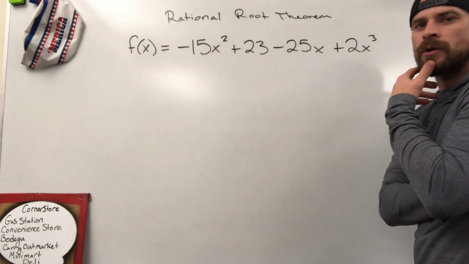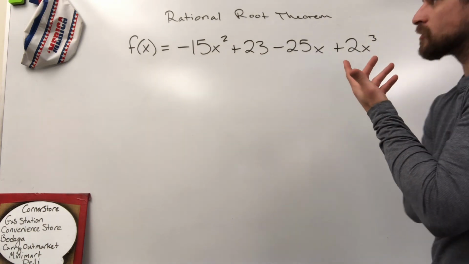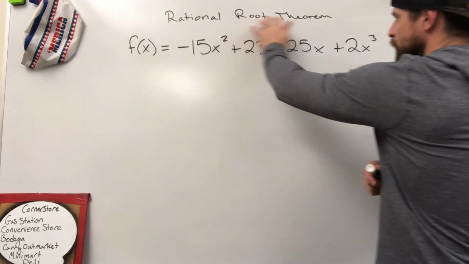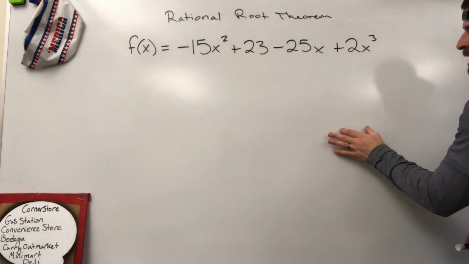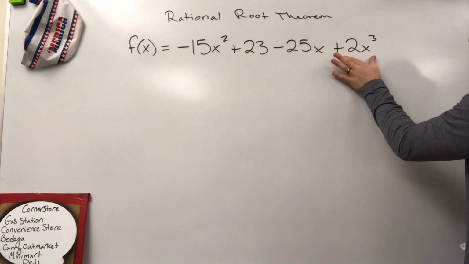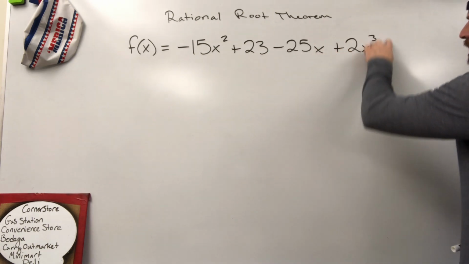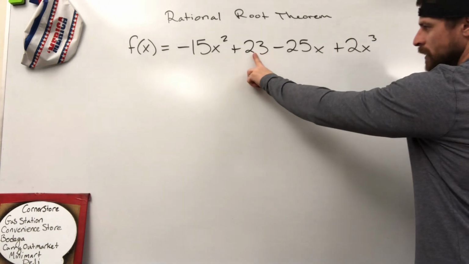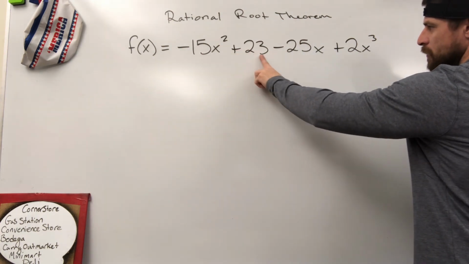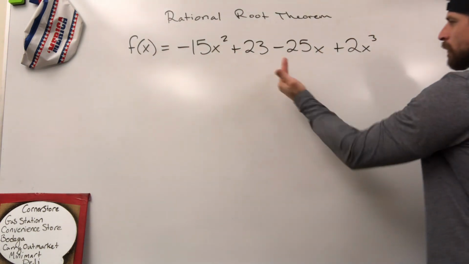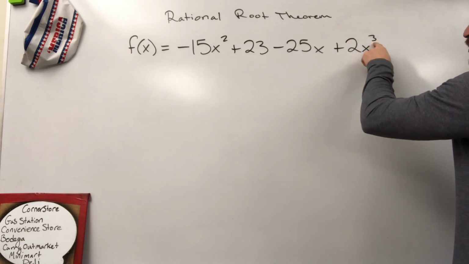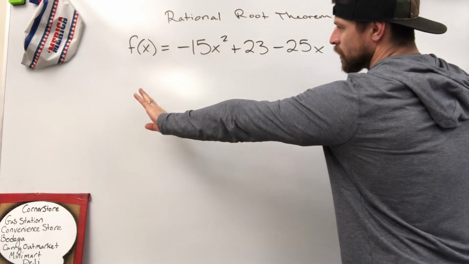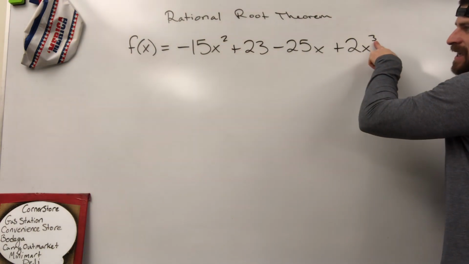Something looks a little weird. It's not in the order we want it in, and that could cause some major issues when trying to do the rational root theorem, because we need a leading term and we need a constant at the end. If I go to my ending term here, this is by no means a constant. 23 is my constant, plus 23, so that's what I want over here at the end. And then I should have this term of 2x cubed as my leading term in the front because it's got the highest exponent.